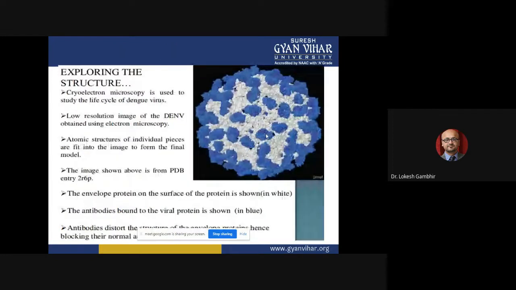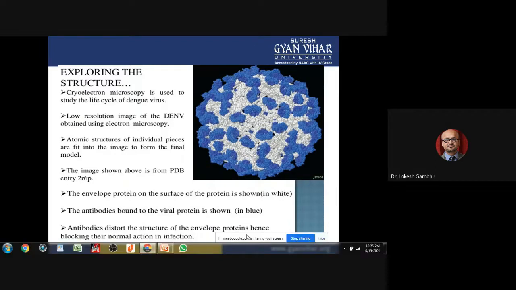Based on that, let us look at this particular image. This is a representation from an electron microscope. The white color that you are seeing is actually the surface proteins, the E dimers, and the blue color shows the antibodies that are used to neutralize them. Antibodies go and bind to that particular E protein, and thereby they mediate its clearance. So this is a representation of an antibody bound to the viral protein. These antibodies are shown in blue, whereas the white portion is the surface proteins.